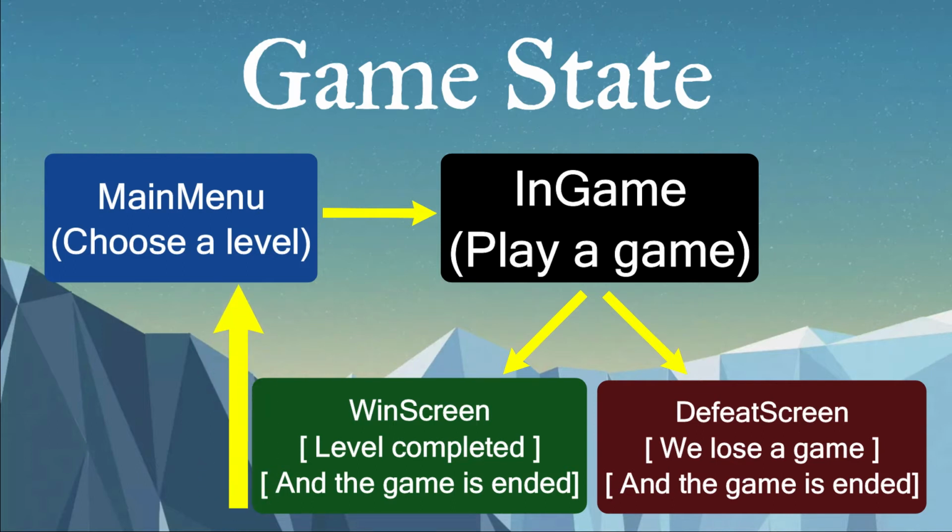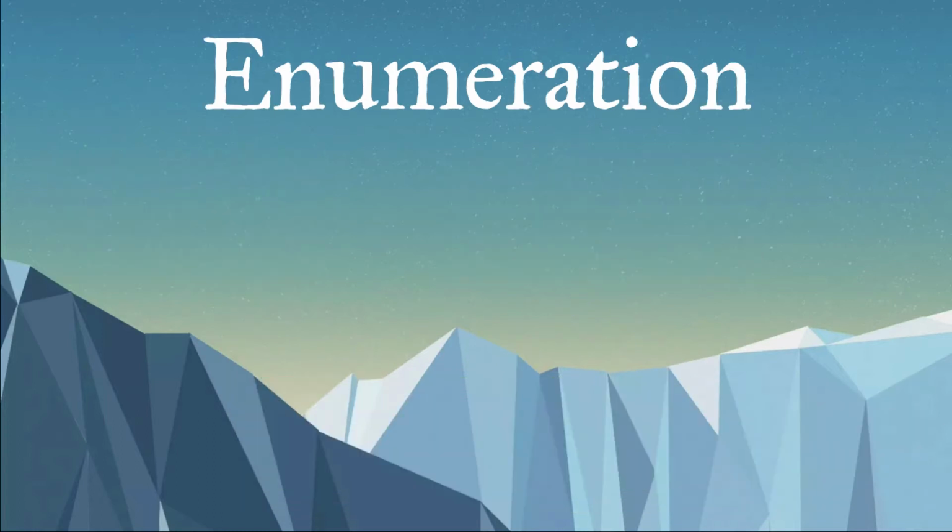So when the player is in one game state, he can't do the stuff of another game state. That means while the player is in the main menu, he can't be at a win screen at the same time. In this way, we will make our game flow. We will do this by using the enumeration type.